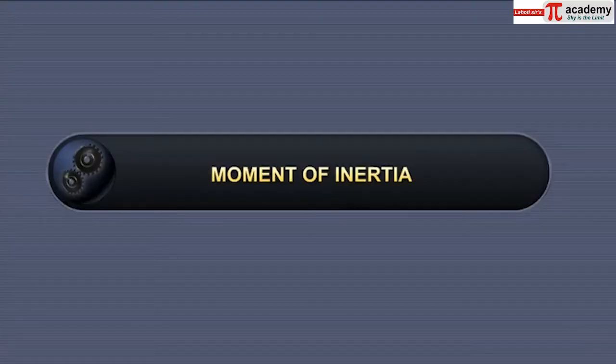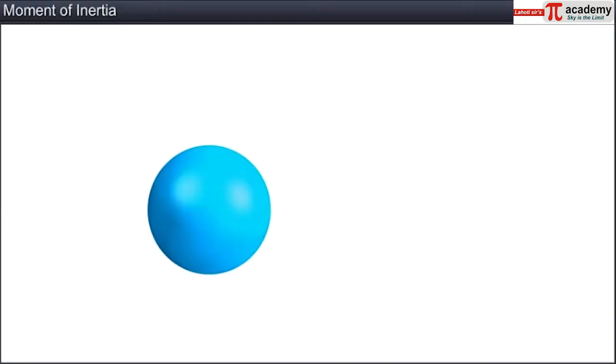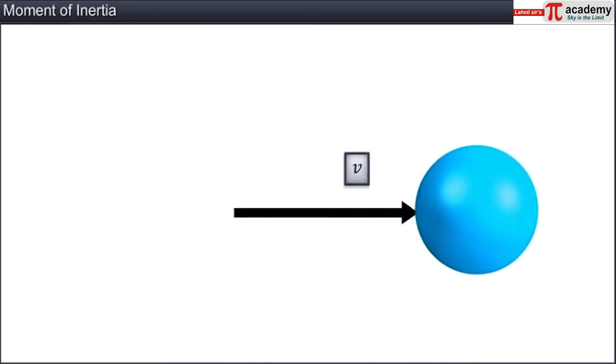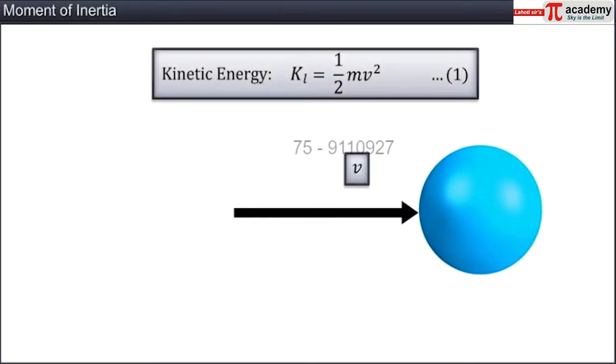In this module, you will learn about the moment of inertia of a rigid body. The kinetic energy of a particle of mass m moving with a constant speed v along a straight line is given by the kinetic energy corresponding to its linear motion. KL is equal to half mv square, equation 1.